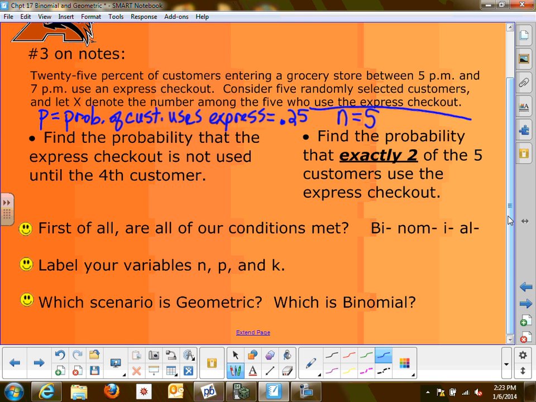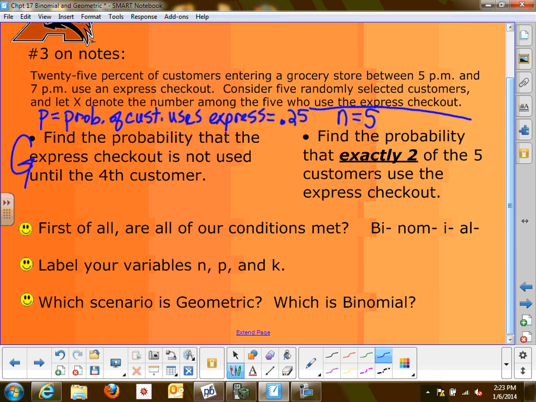Okay, so here we go. I want you to decide, is this geometric or binomial? Find the probability that the express checkout is not used until the 4th customer. So what's that? Good. Geometric. And so on your homework, you're going to be putting a big G or a big B beside the problem, because that's the first critical decision you make. Is it geometric or is it binomial? That's what you have to figure out first.